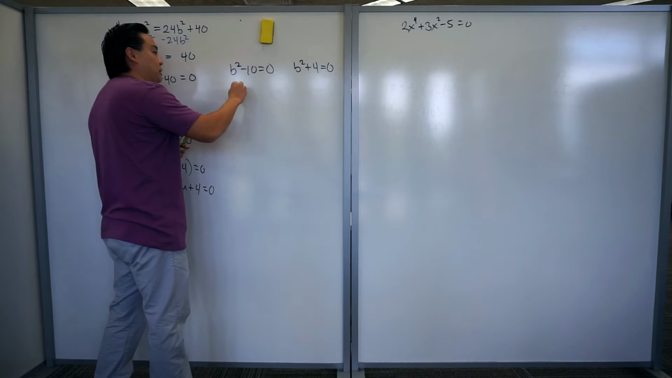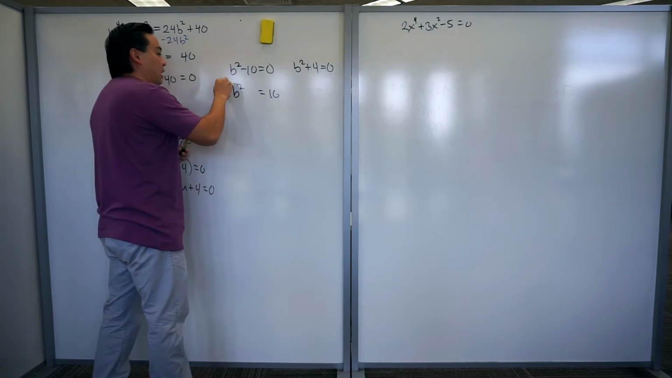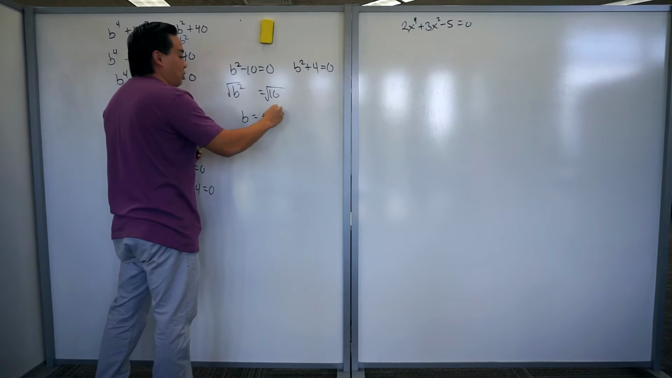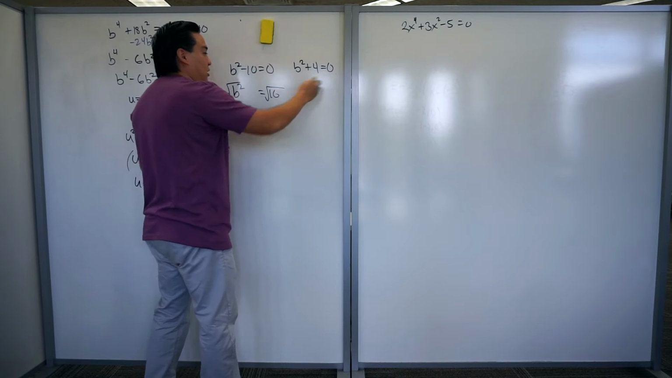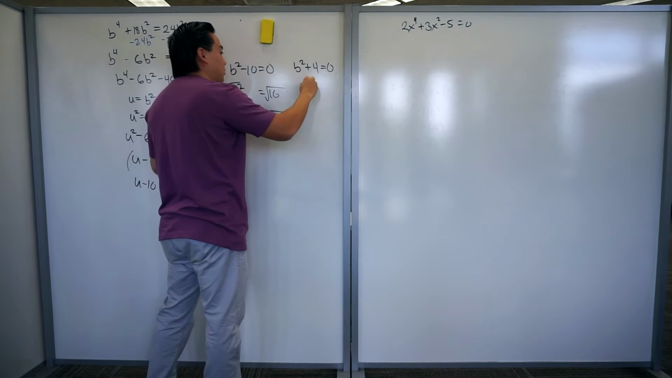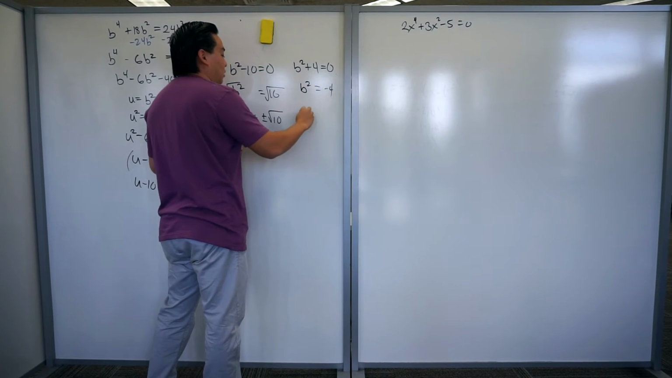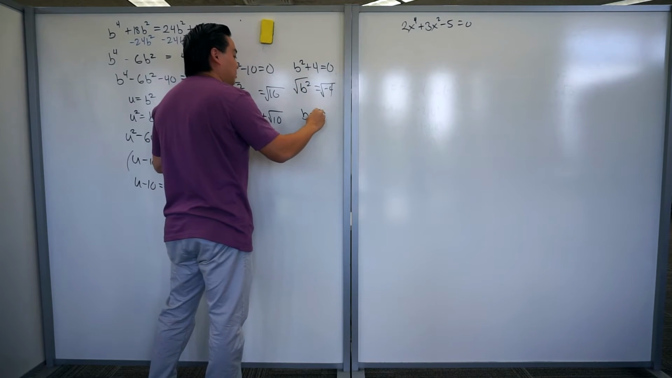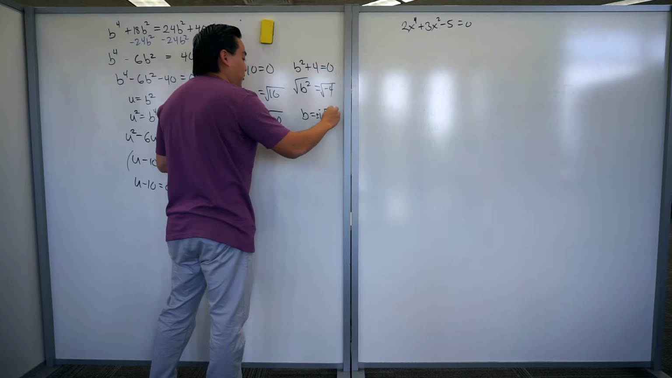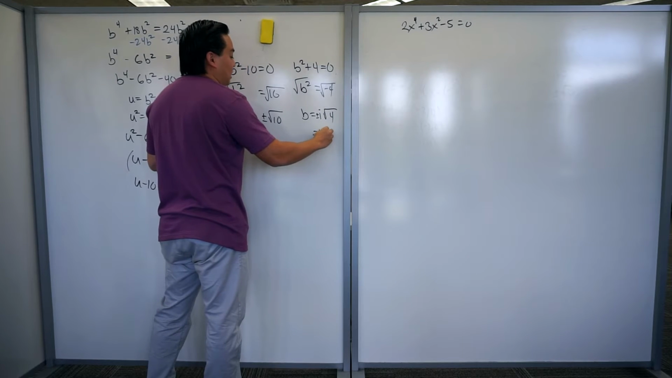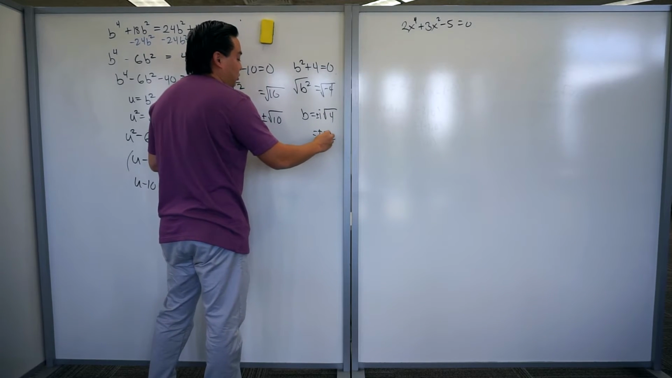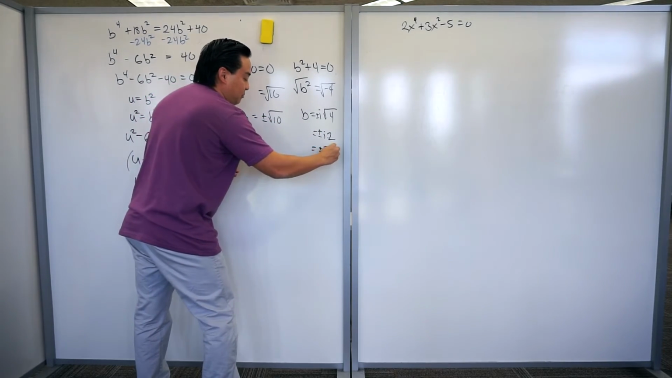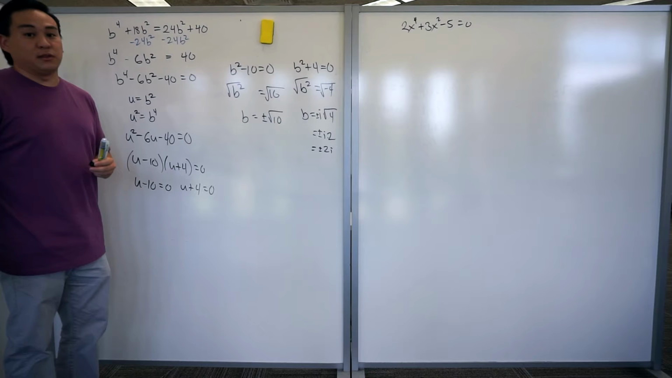So b squared minus 10, and then b squared plus 4. Solve. b squared is equal to 10, and then use the square root property. So b is plus or minus the square root of 10. And here, b squared is equal to negative 4, or b is equal to plus or minus i square root of 4, which is plus or minus i times 2. Now for this one, you want to write it as plus or minus 2i. The i goes at the back of the number.